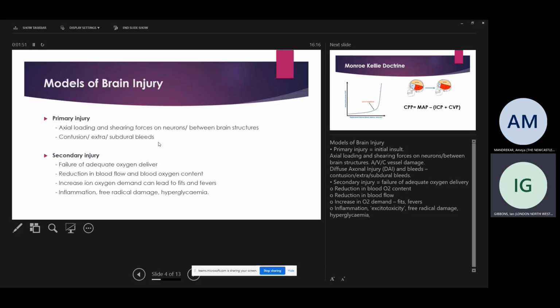There's also the secondary injury, the impact of the failure of adequate oxygen delivery. This can lead to a reduction in blood oxygen content, a reduction in blood flow, and can also present with fits and fevers when there is an increase in oxygen demand.